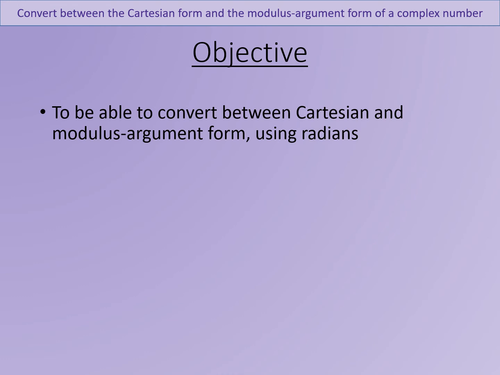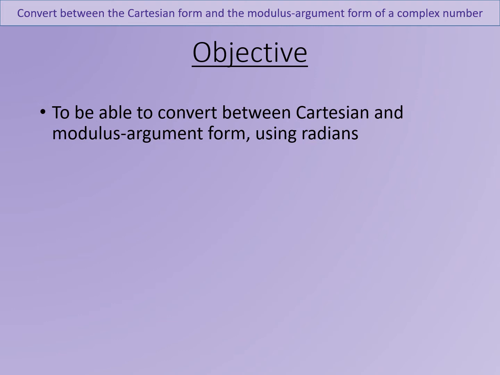So in this lesson, we're going to go back to looking at how to convert between Cartesian and modulus argument form of a complex number. This time we're going to do it in radians. Just to know that if you're going to use your calculator to calculate sine or cos or tan of an angle and you're working in radians, you will need to make sure your calculator is in radians mode.